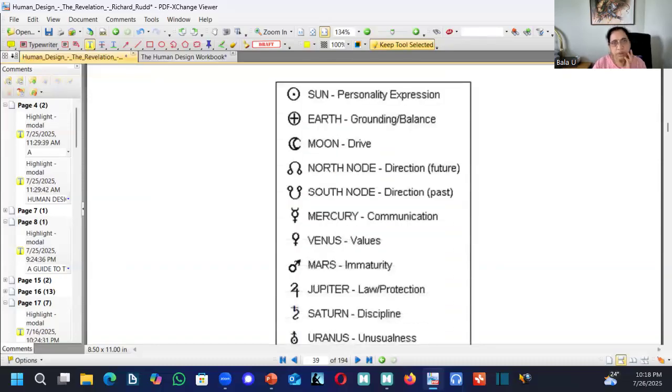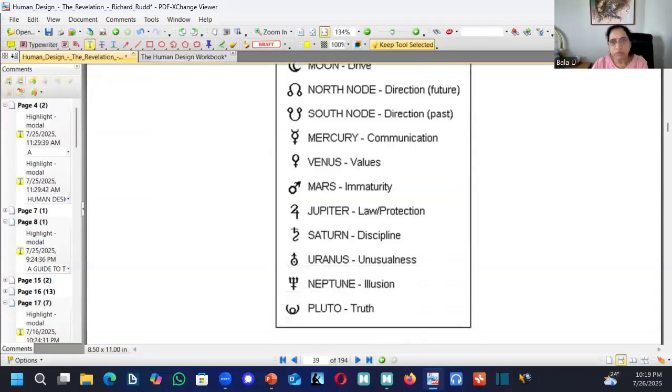So these are the planetary keynotes. Sun, this symbol, personality expression. Earth is grounding and balance. Moon is the driving force. North node, South node, Mercury, Venus, Mars, Jupiter, Saturn, Uranus, Neptune, Pluto. There is one, Chiron, that is missed in this. There's one more planet which is in between these two. It has the built-in characteristics. This was identified much later, this Chiron.